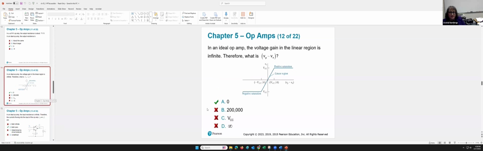All right. So here's another question. In an ideal op amp, the voltage gain in the linear region is infinite. Therefore, what is VP minus VN? Well, that's the positive minus the negative, right? So what does that mean? If this was 5 and this was negative 5, that would be 5 minus 5. So we're kind of doing this weird thing with signs, and that's equal to 0.